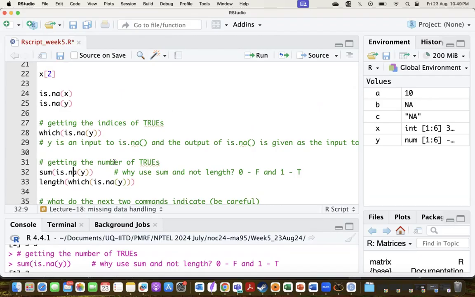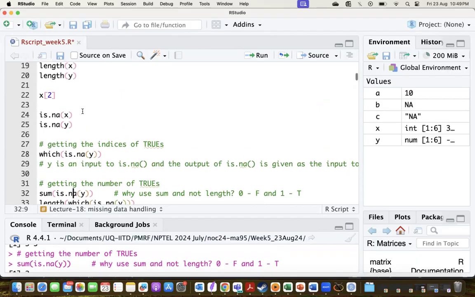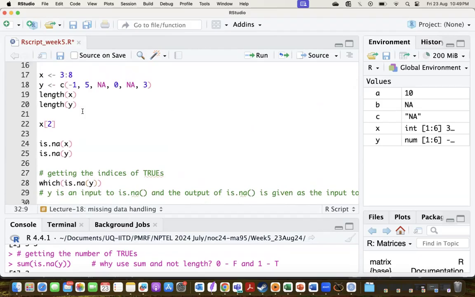If it's not clear, no problem. Let's just go through it one more time. And then, of course, you'll have these commands with you. You can practice. So what we are interested in doing is, as an example, we have taken a very short vector, but there would be cases where you might be dealing with long vectors, 1,000 elements, 10,000 elements. You cannot go and count manually where the NAs are and how many NAs are there.